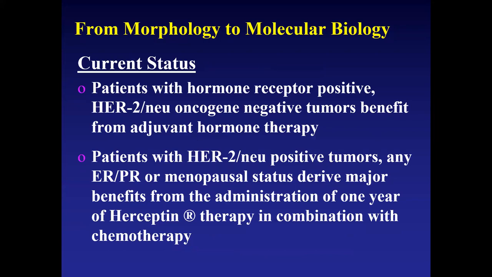So to summarize the concept, the current status of practice is that patients with hormone receptor positive, HER2 oncogene negative tumors benefit from adjuvant hormone therapy. Patients with HER2 positive tumors, any ER, PR, or menopausal status, derive major benefits from the administration of 1 year of Herceptin therapy in combination with chemotherapy.